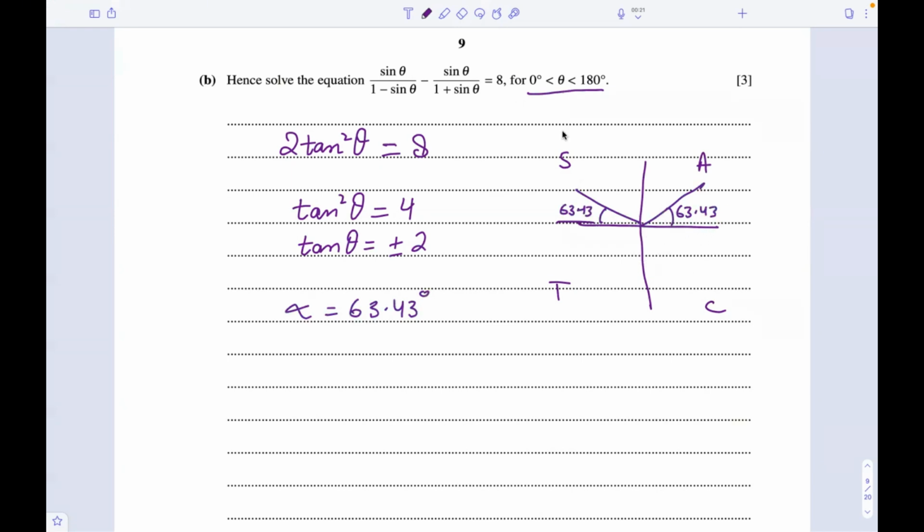So the first angle would be 63.43. So theta would become 63.43. We always measure our theta from the positive x-axis in an anti-clockwise direction. So this is 63.43, and the second angle would become 180 minus 63.43. So the final answer would be 63.4, and 180 minus 63.43, which is 116.6.